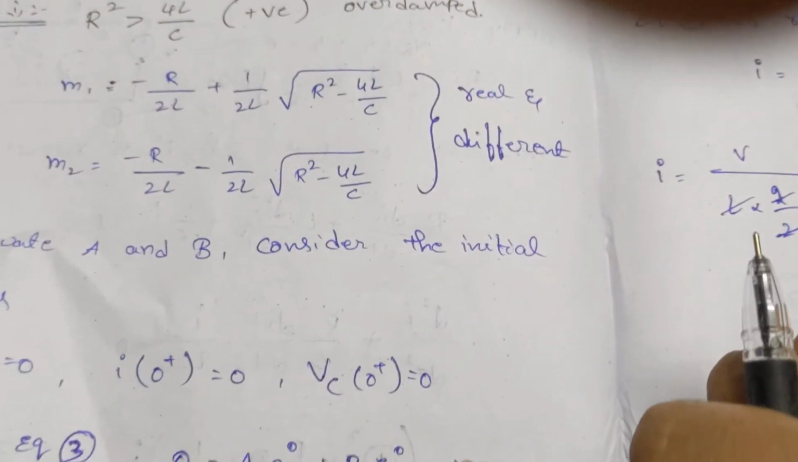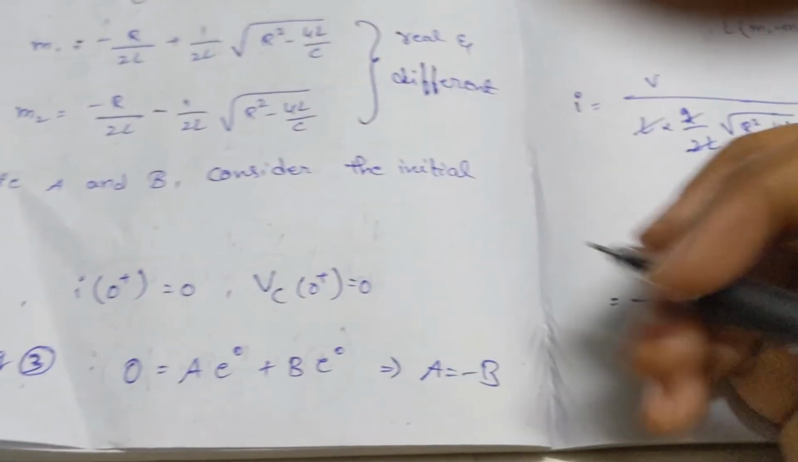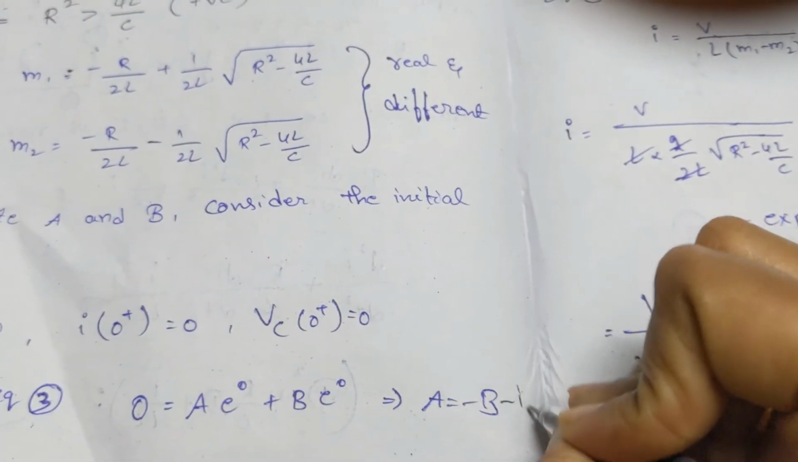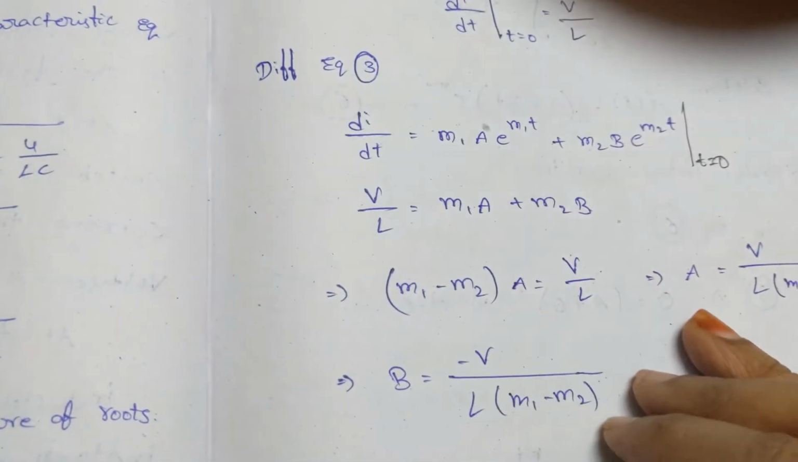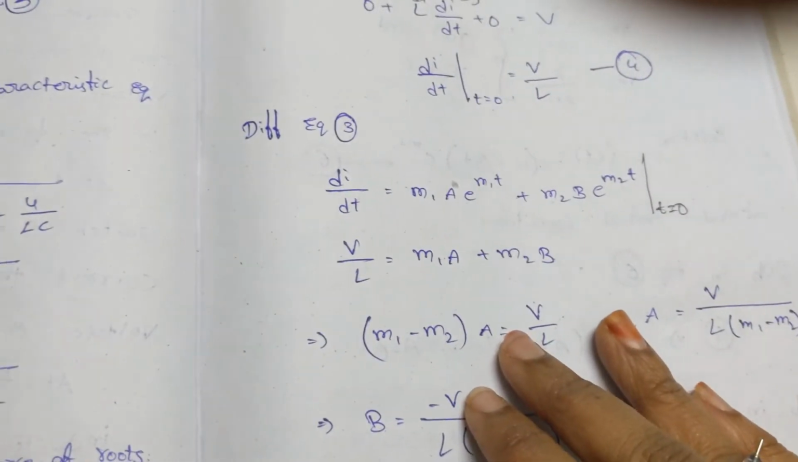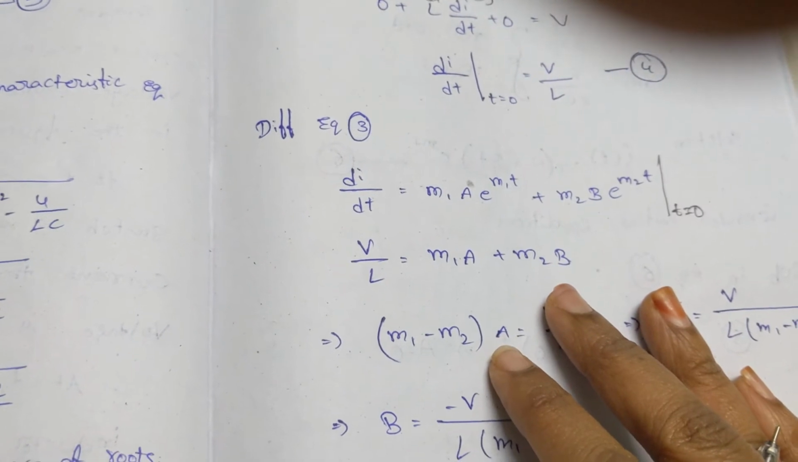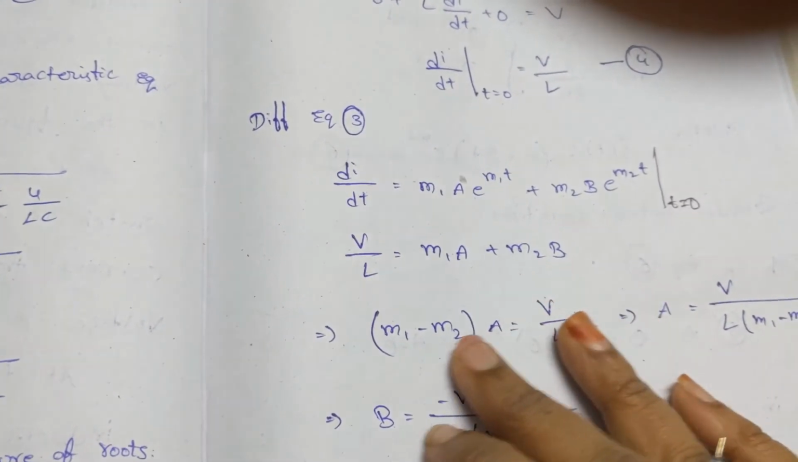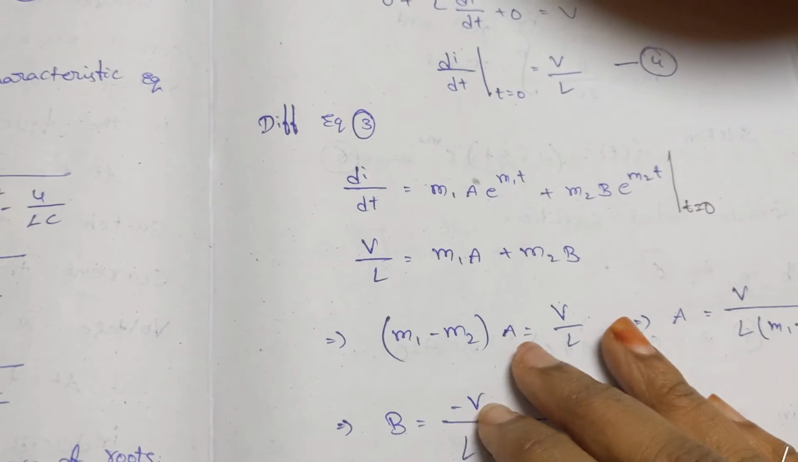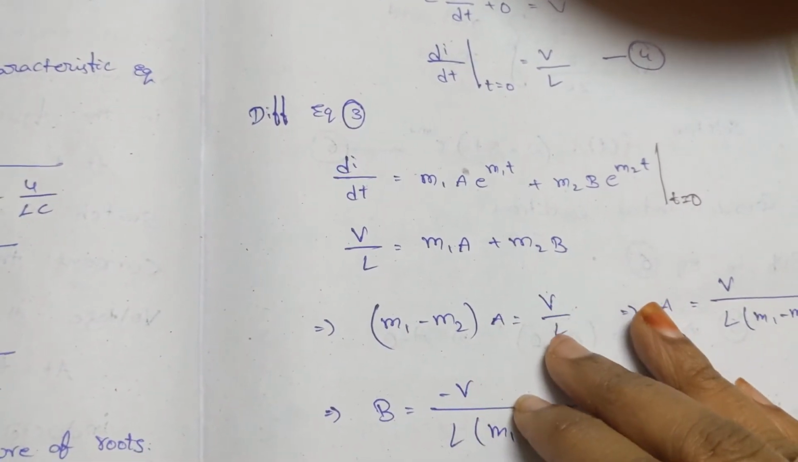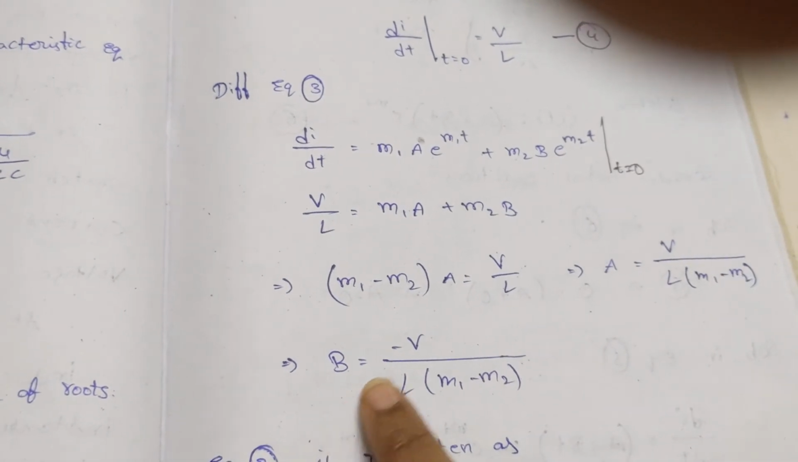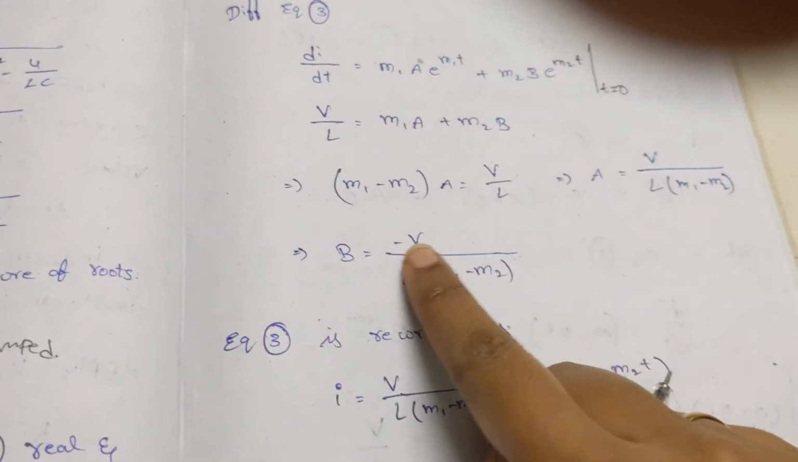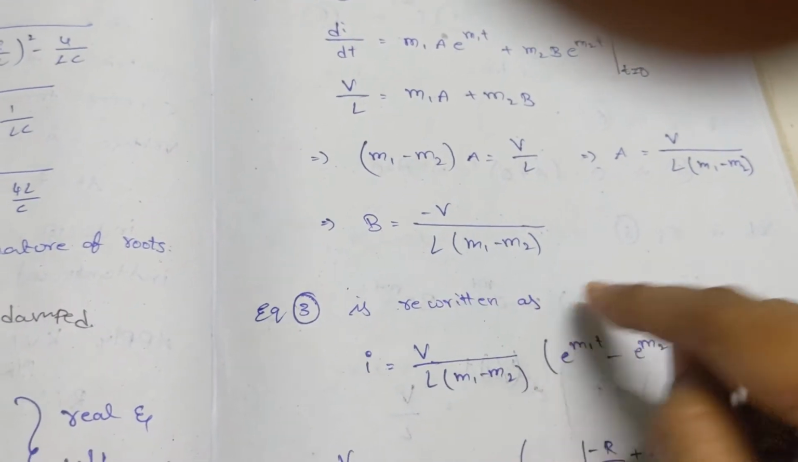Now we know from our previous expression number 5 that a is nothing but minus b. So b equals minus a. When I replace this, I can find the constant a as V divided by L into (m1 minus m2), and to find b, it is minus V divided by L divided by (m1 minus m2).